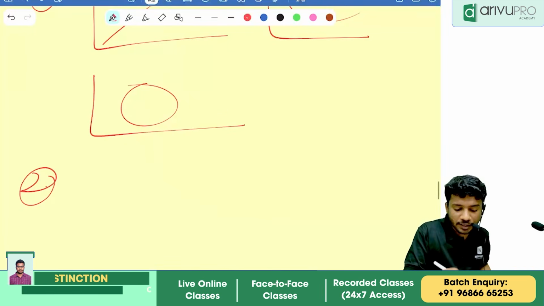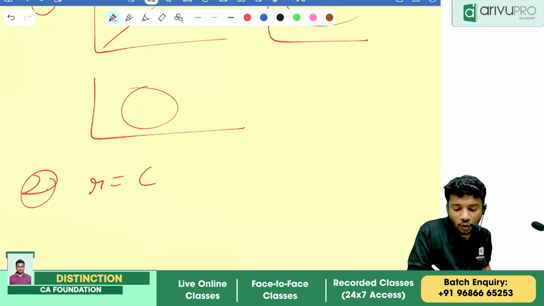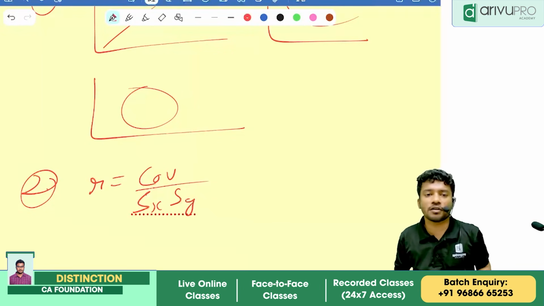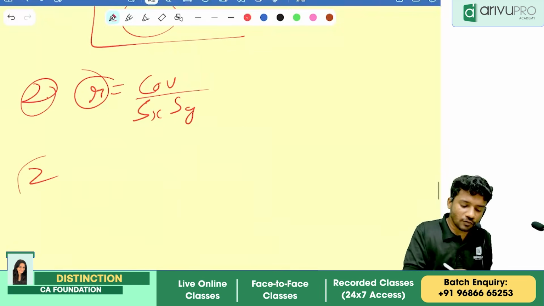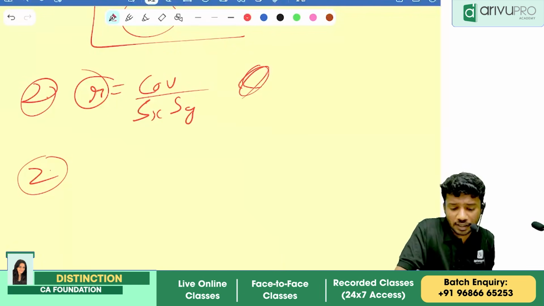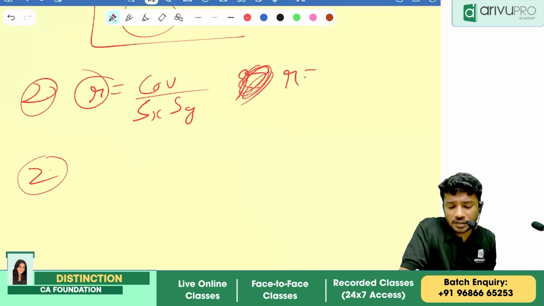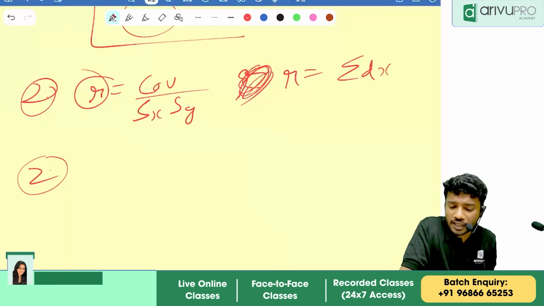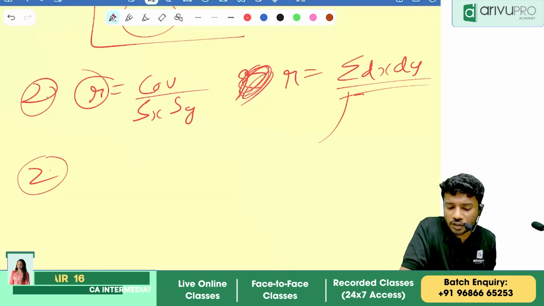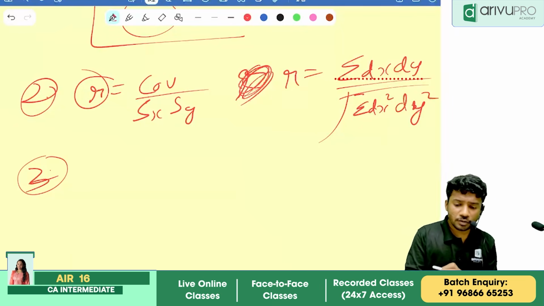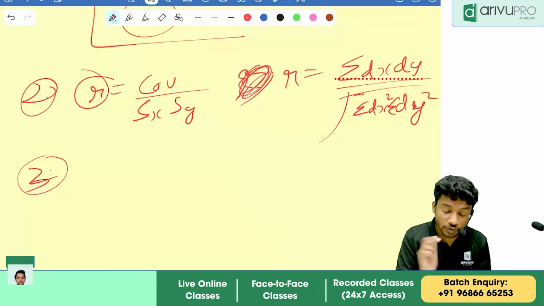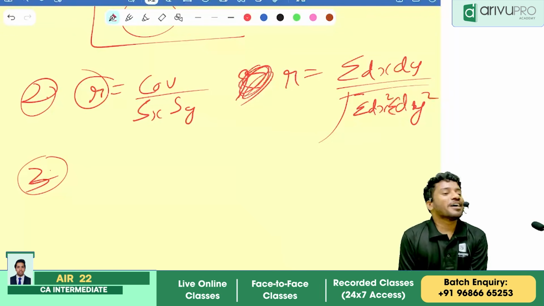Next question, people. Karl Pearson's correlation coefficient formula is what? Covariance divided by standard deviation of x into standard deviation of y. What is the maximum value of r? Plus 1. Then the second thing, one more formula we learned here. R is equal to summation of dx dy divided by root of summation dx square into summation dy square. Then people, we learned about sigma.